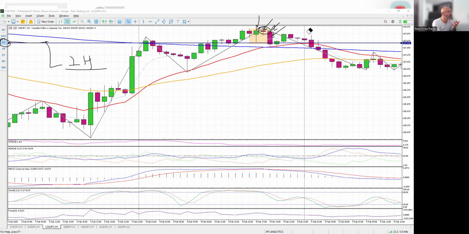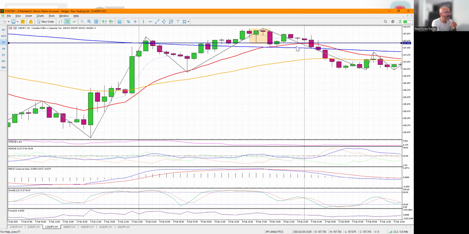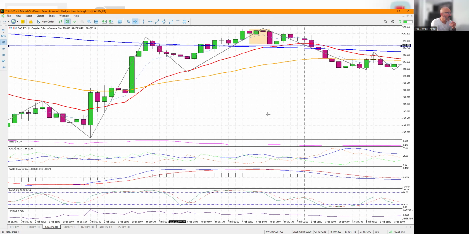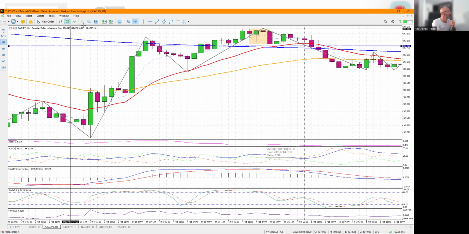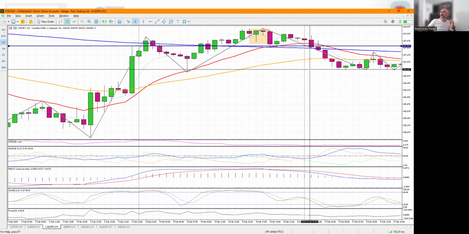All right, the next step is basically to place my entry point. So where is my entry point here? Once this candle has closed, my entry is to be right here in this very position, right? And I'm going to check my ATR. The ATR is 27.6. So I'm going to do the calculation.